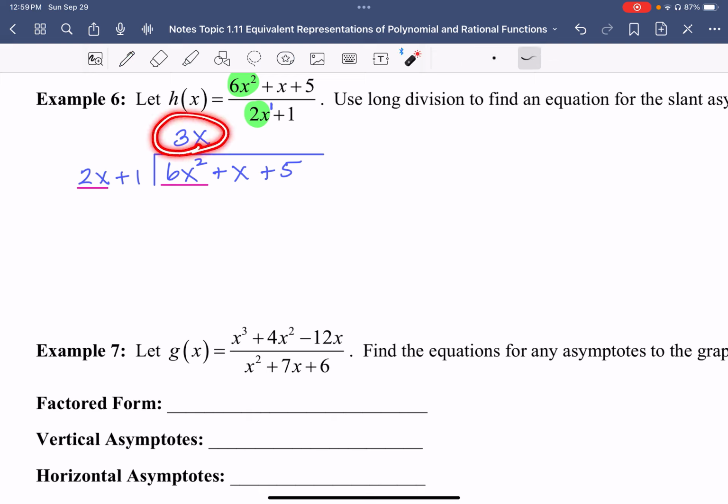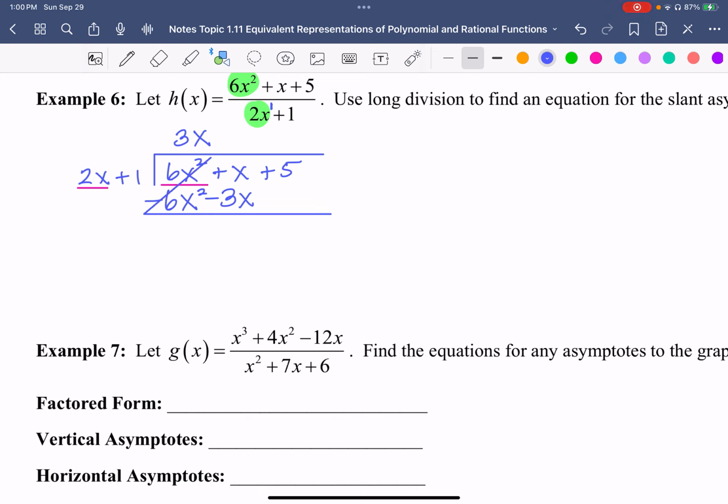And then I'm going to do 3x times 1, which is 3x, and I'm going to place that underneath the other term that also had just 1x so that I can combine them later. And then the next part, 3x times 2x is 6x squared. The next step is to change the signs because they were both originally positive. Now they will both be negative. And then I'm going to cancel this out. X minus 3x is negative 2x, and then I bring down my positive 5.